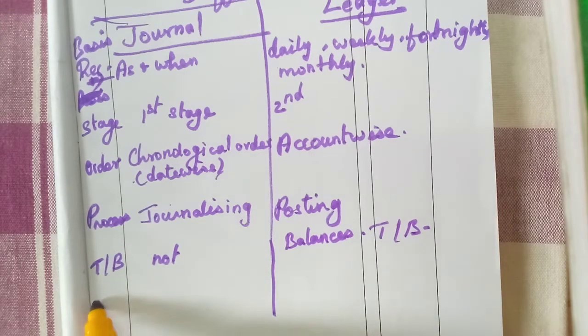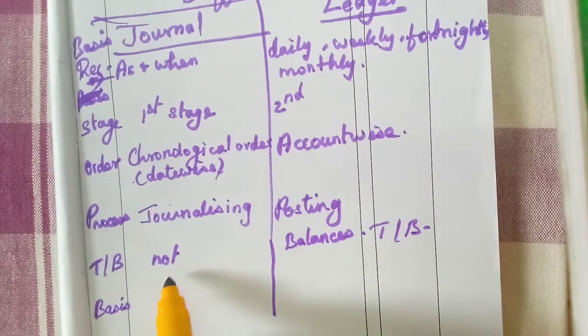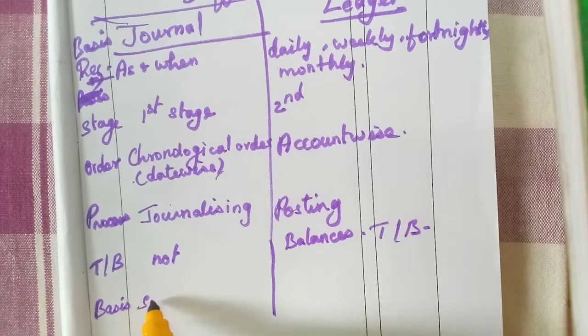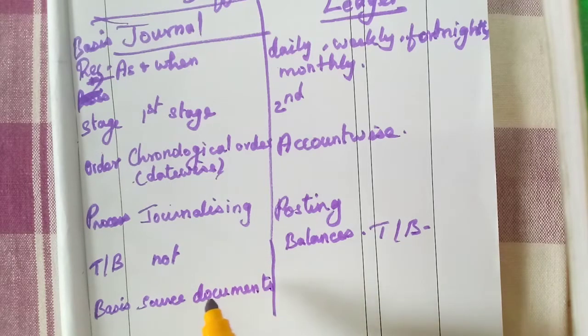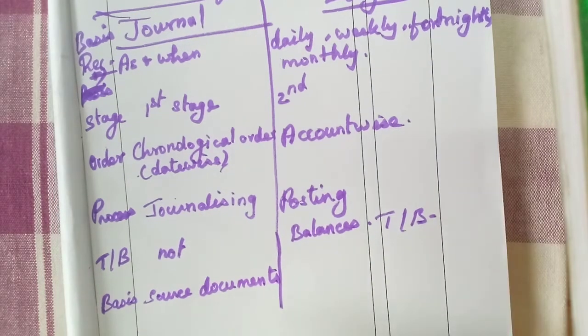Then what is the basis for these accounts? For journal, what is the basis? All the transactions or the source documents. What are the source documents? All the evidences. Okay, any voucher or bank pay-in slip, for any expenses, salary paid, that bill will be there or voucher will be there, then cash receipt. Okay, all these are the source documents as the basis.